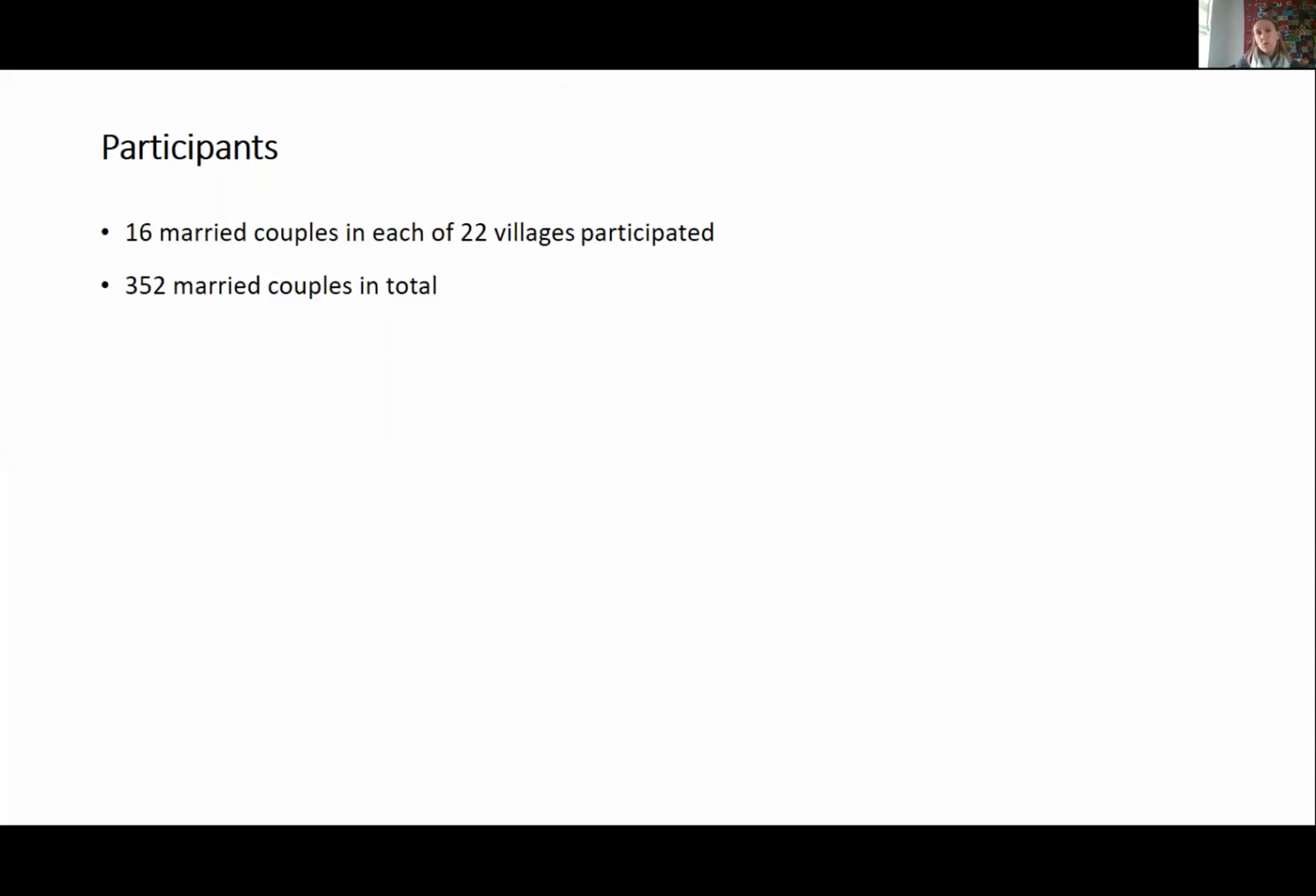In each of 22 villages across those two areas, we worked with 16 married couples. So 352 married couples in total. One of those couples turned out to be a fraud, and so they were eliminated from the data set, and one wife had to leave the workshop early. So we have just a few missing values in our data set.